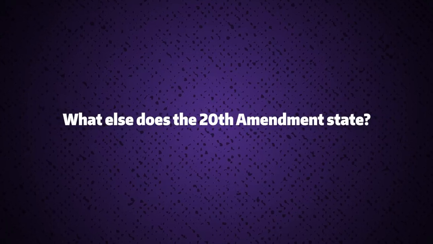What else does the 20th Amendment state? The 20th Amendment provides a little bit of advice about succession in case a president dies prior, or a president-elect dies prior to inauguration. And what the 20th Amendment says is that if a president-elect dies prior to January 20th, the vice president-elect will become president.